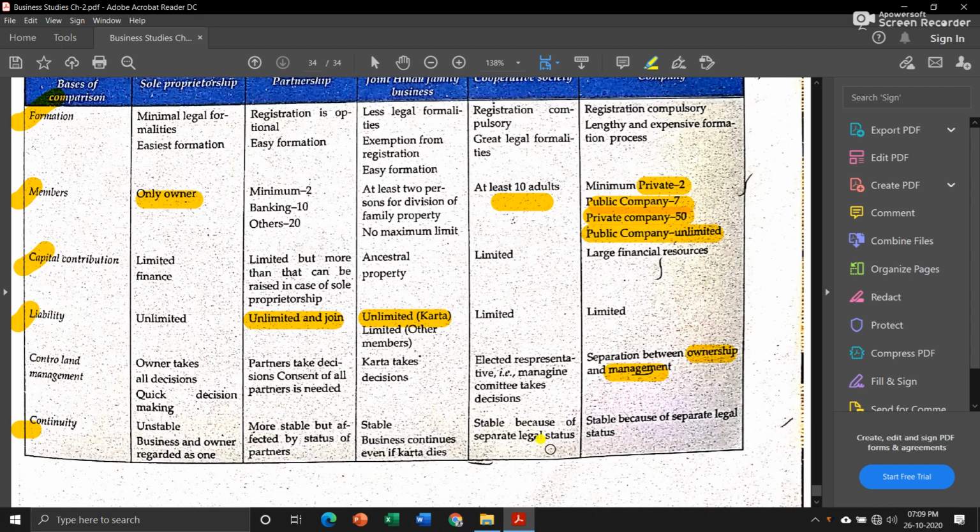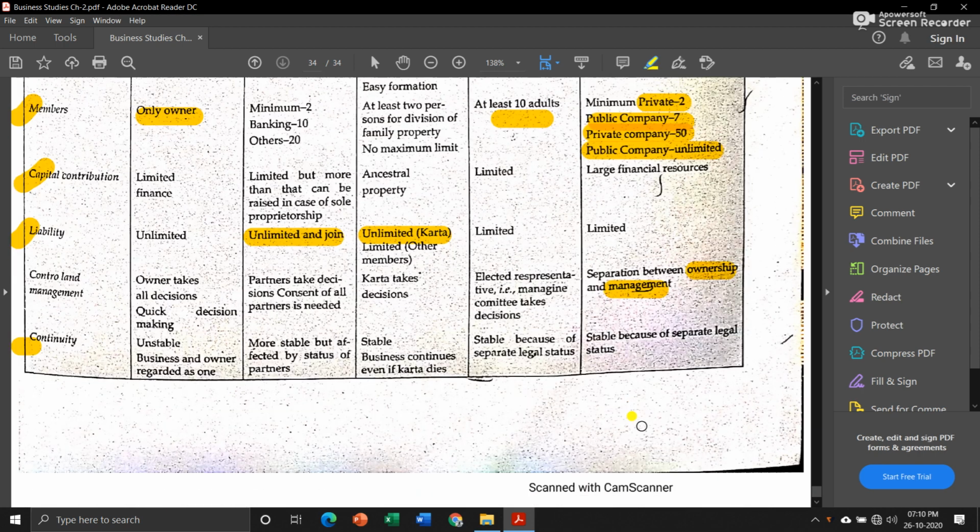Then cooperative society is stable because of separate legal status, meaning if some members die, then other members can come and join the cooperative society. Then next is company, it is stable because of separate legal status. In company also, there are lots of shareholders, and they can elect a board of directors for managing the business.